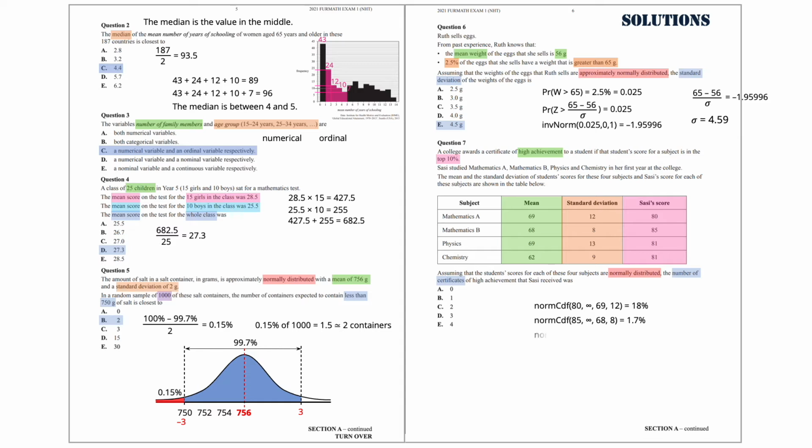And then we calculate the same for Physics, that is 17.8%, and then for Chemistry. And again, this is 1.7%, so this is another certificate of high achievement. So the answer to this question is option C, 2 certificates.